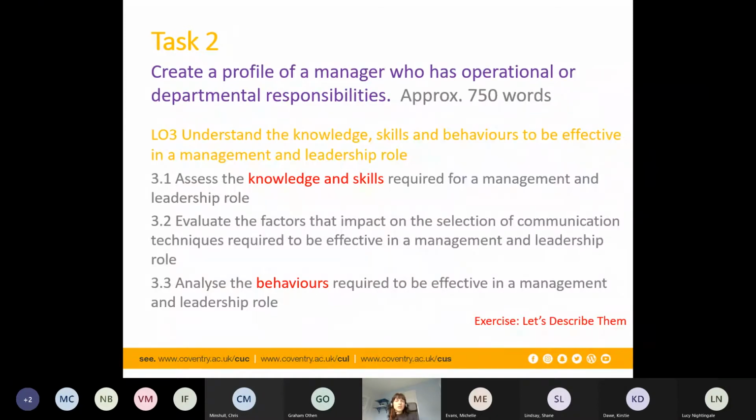So, knowledge and skills required for a manager. Let's have a little brainstorm. What would you say from your experience? See if we can get to 10. So 10 key areas of knowledge or skills that you believe are necessary for a management or leadership role.